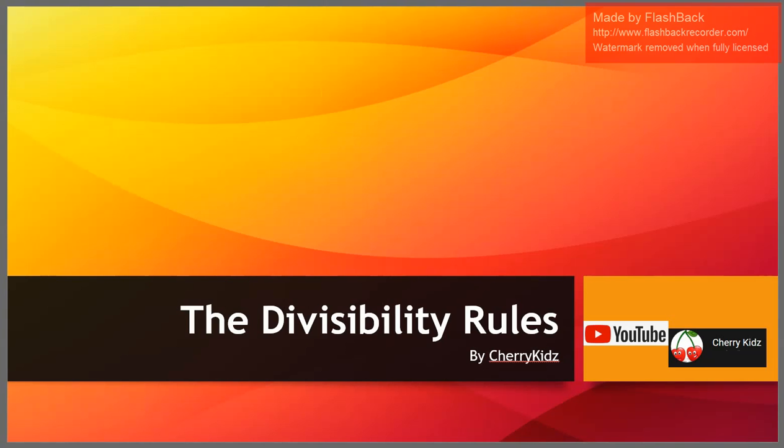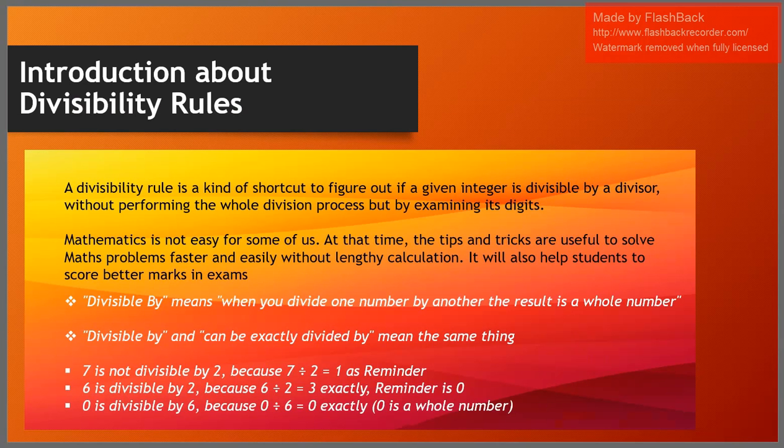Today I am going to tell you about divisibility rules. Introduction about divisibility rules. A divisibility rule is a kind of shortcut to figure out if a given integer is divisible by a divisor without performing the whole division process but by examining its digits.